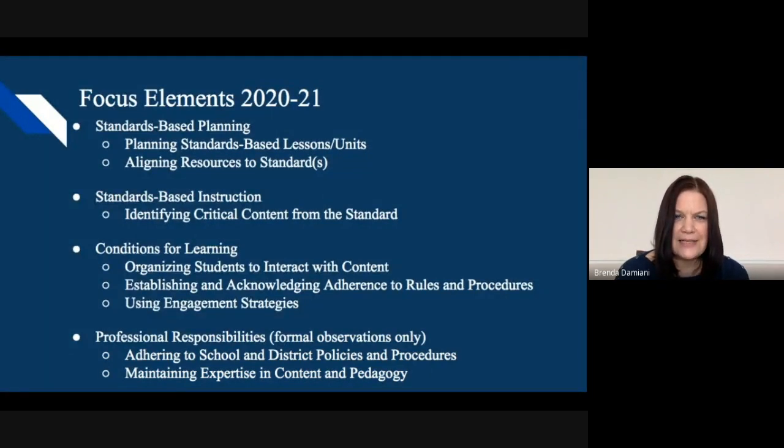We like to think about this as the art and the science of teaching. So the science looks at those elements which have the biggest effect size on student learning, but the art is how you put it into practice. So again, with our four domains, we have 8 elements that we are using this year, and the professional responsibilities are only looked at in the formal observations, but is certainly something everyone is doing. And so we want to look at how our planning impacts our instruction as well as those conditions for learning.